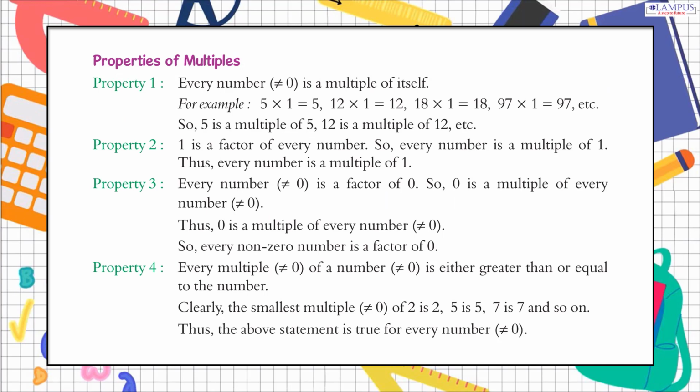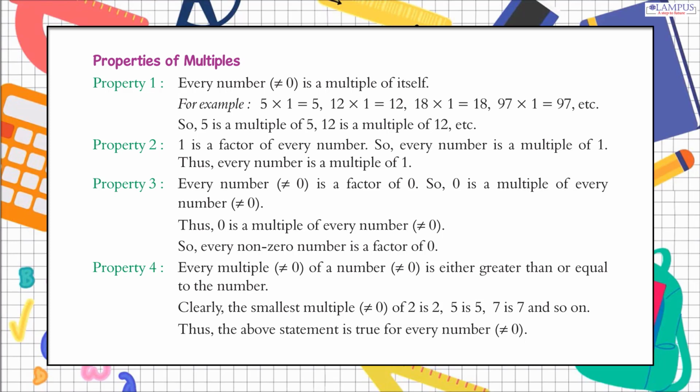Properties of multiples. Property 1. Every number not equal to 0 is a multiple of itself. For example, 5 times 1 equals 5, 12 times 1 equals 12, 18 times 1 equals 18, 97 times 1 equals 97, etc. So, 5 is a multiple of 5, 12 is a multiple of 12, etc.